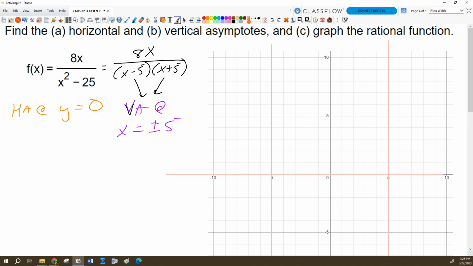Okay, so we get an x-intercept at (0, 0). What about the y-intercept then? 0, isn't it? Yeah. Right, if I plug 0 in for x, I'm going to get 0 divided by negative 25. 0 divided by any non-zero number is 0. So that's both the x and the y-intercept.